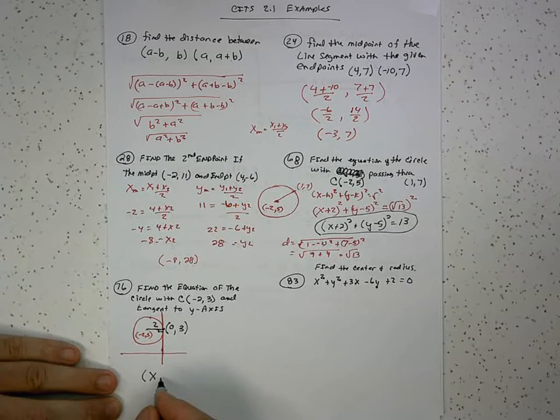X minus h is negative 2, so it's going to be x plus 2 squared. Y minus k, so y minus 3 squared is going to be the radius. The radius is 2 squared, which is 4.